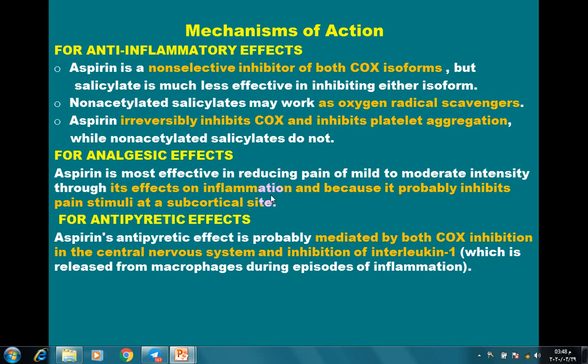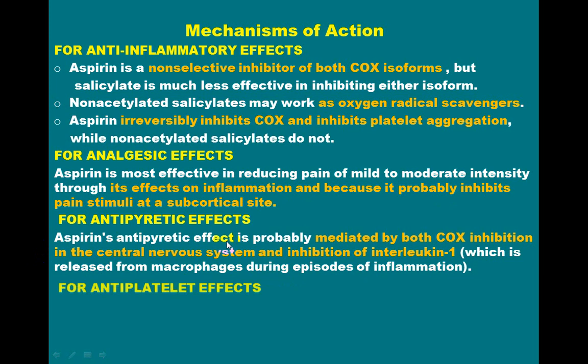The drug acts as an analgesic by what means? By decreasing the inflammation, and when the inflammation is decreased, the pain is decreased peripherally, but also by inhibiting the pain at a subcortical site, I mean centrally. The antipyretic effect is mediated by both COX inhibition in the central nervous system and inhibition of interleukin 1. Inhibition of COX centrally and inhibition of interleukin 1 lead to what is called the antipyretic effect of aspirin.